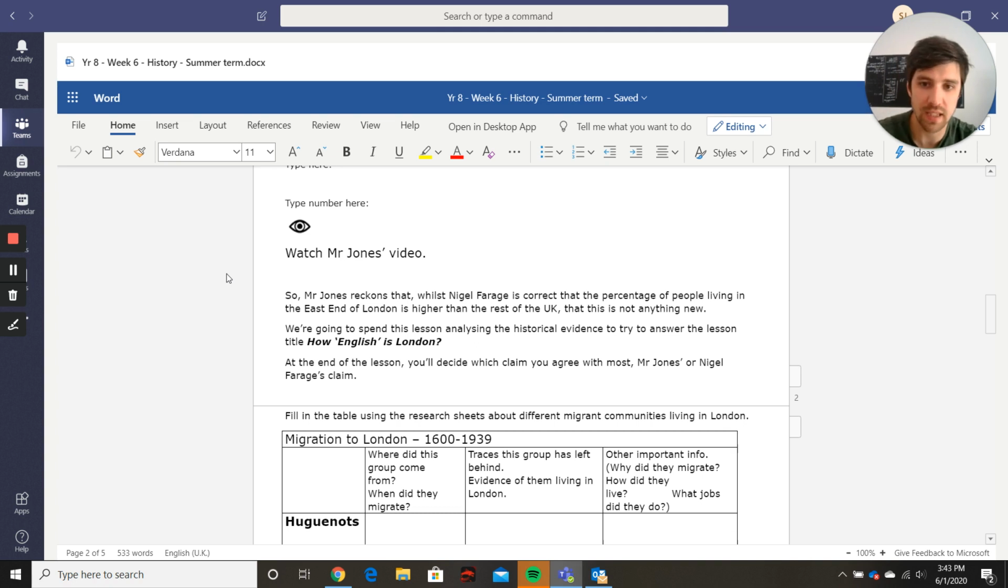So, as it says underneath, we're going to spend the rest of this lesson analysing the historical evidence to try to answer the lesson title, How English is London. At the end of the lesson, you'll decide which claim you agree with most. Me, that, yeah, you know what, there is a higher percentage of people living in London born outside of the UK than the rest of the country, but that's not really new. Or Nigel Farage's, that actually this is something new and that's not existed in London before.